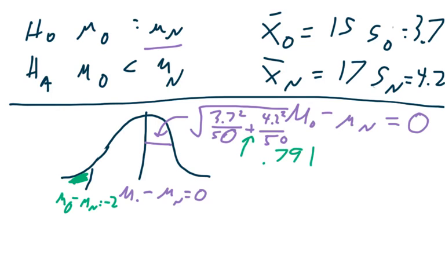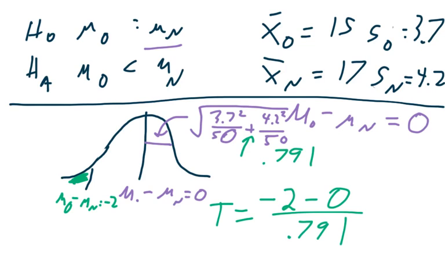And so what I want to do is take -2 minus 0 divided by our standard deviation, which is 0.791, and that's going to be what t is equal to. And the -2 came from the fact that 15 minus 17 is -2. So when I take -2 divided by what I had, this turns out to be -2.53.